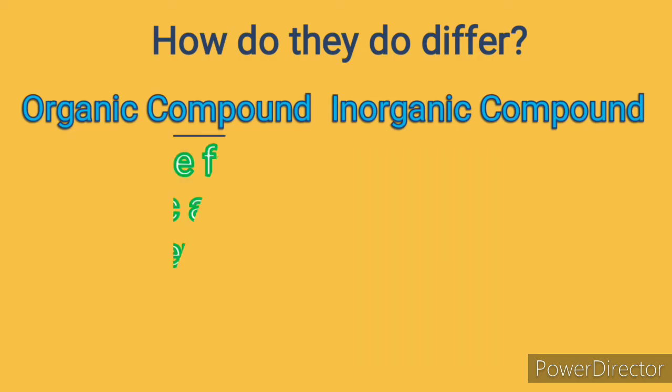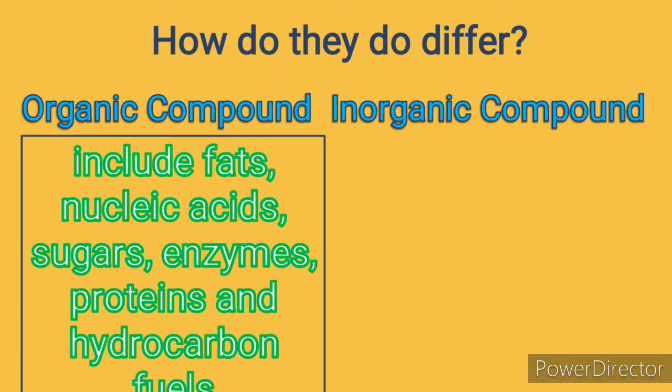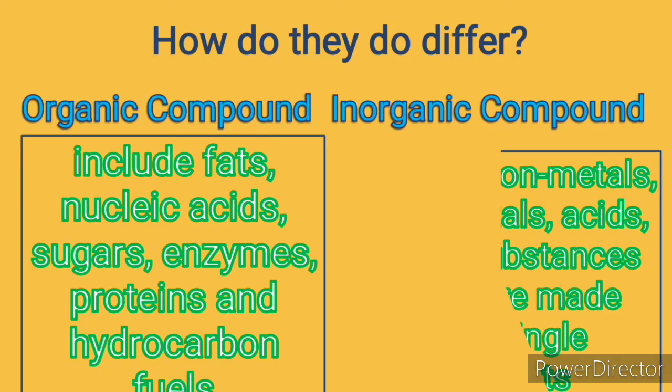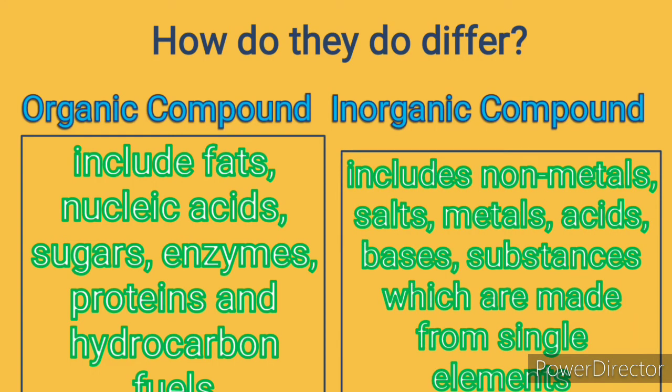Okay, next. Organic compounds include fats, nucleic acids, sugars, enzymes, proteins, and hydrocarbon fuels. When we say hydrocarbon, it means it is composed only of hydrogen and carbon bonds. While inorganic compounds include the non-metals, salts, metals, acids, bases, and substances which are made from a single element.